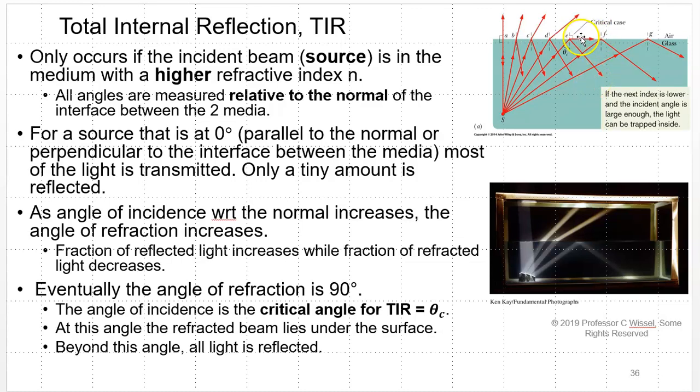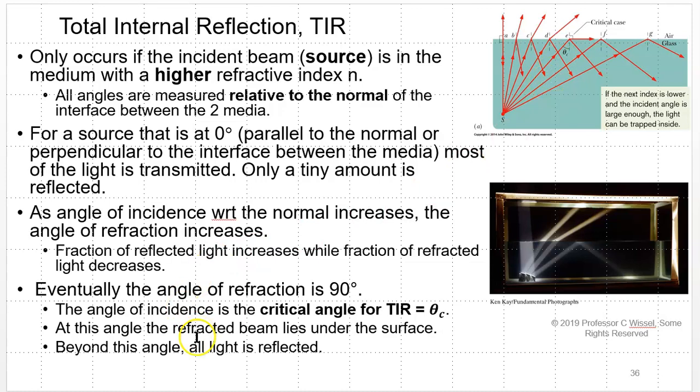Eventually, you come to the point where this will lie along the surface. Also, what occurs in this time is that the refracted ray gets weaker and the reflected ray gets stronger. There's a certain critical angle where the refracted ray lies just under the surface. That's the point where the angle of refraction, remember, the angle of refraction is measured relative to this normal here, is equal to 90 degrees. And the angle of incidence then is the critical angle for TIR. We give that the symbol theta C, for critical.